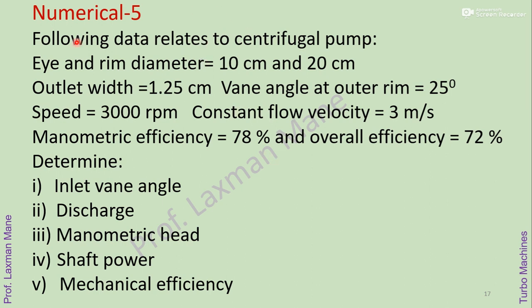In this numerical, eye and rim diameter is given, outlet width, vane angle at outlet, speed, flow velocity which is constant is given, manometric efficiency and overall efficiency given. So we have to find inlet vane angle, discharge, manometric head, shaft power and mechanical efficiency.